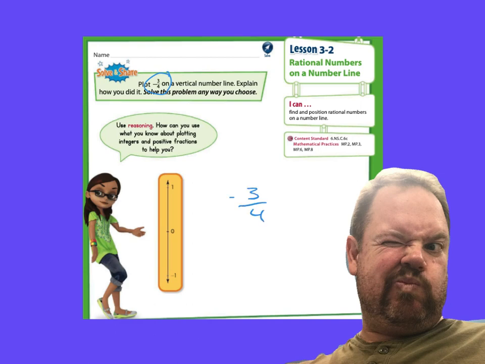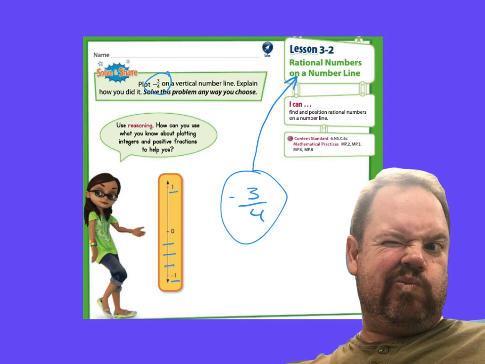Well, integers are whole numbers like -1 and 1. Rational numbers, which we're learning about now, are going to be fractions. Since I don't see any fractions, we need to make one. I see that we need to go negative, so I'm only going to worry about the bottom right now, and it's going to be in fourths. So I'm going to mark off equal fourths.